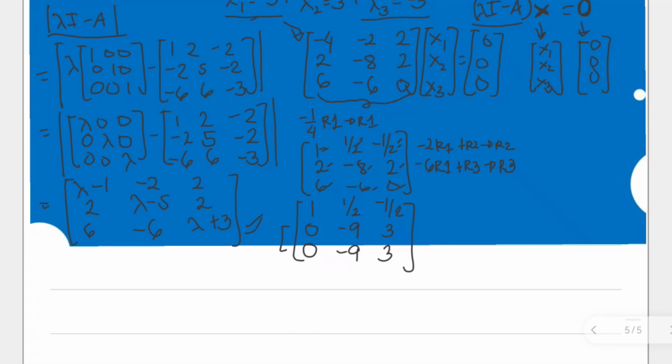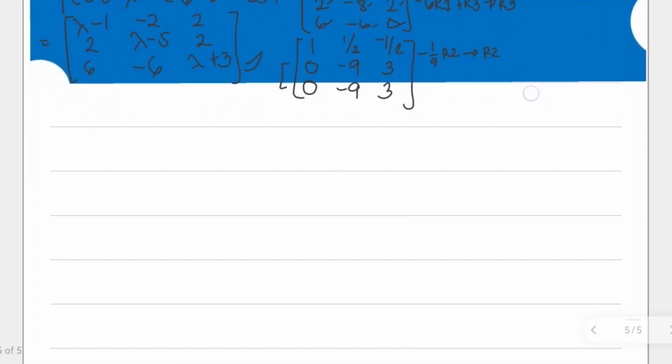Let's try to move further. Let's try to multiply negative 1/9 to row 2, so that we first make this a leading 1. So we'll have row 2. So we have here 1, 1 half, negative 1 half, 0. This would now become 1. This would be negative 1/3. We have 0, negative 9, and 3 here.